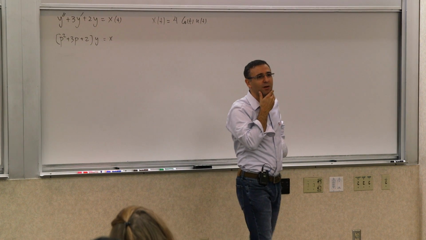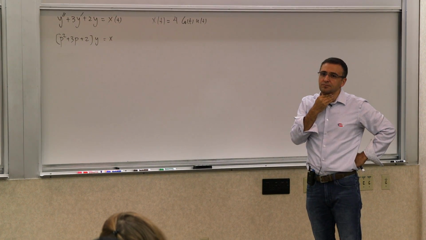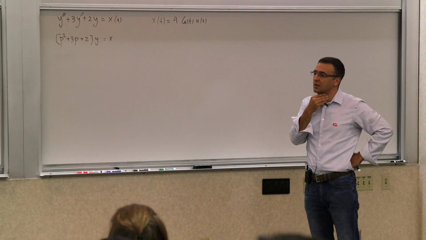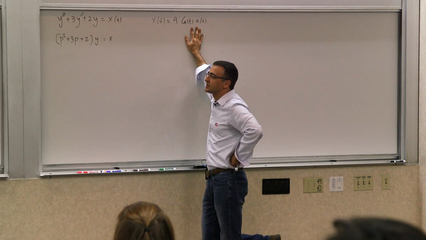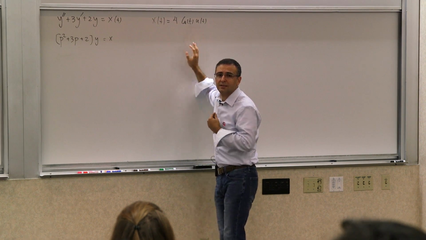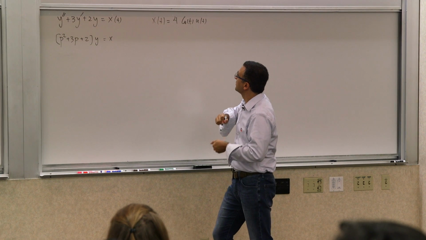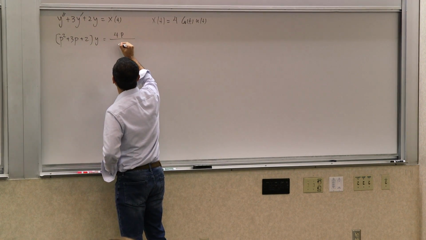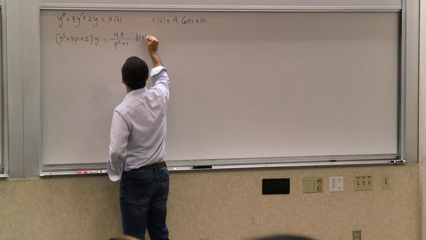But now I can express my input in those forms. So how can I express the right-hand side? What is the right-hand side? What is x of t using the operators? Say again? 4p over p squared plus 1, right? So I can write this as 4p over p squared plus 1 operating on delta of t.